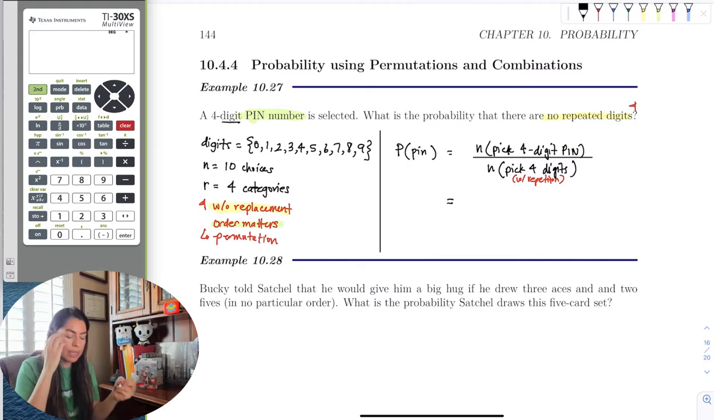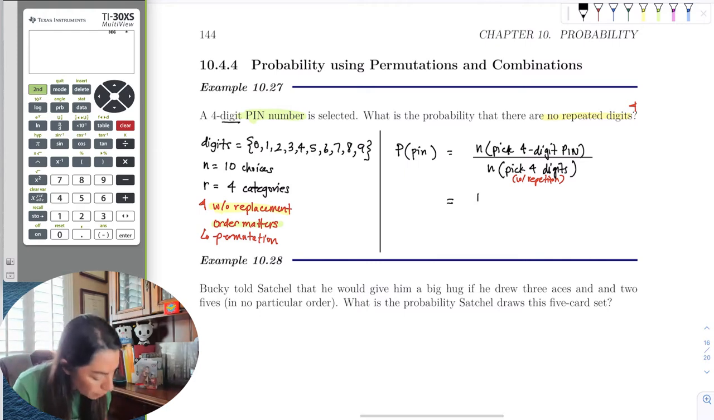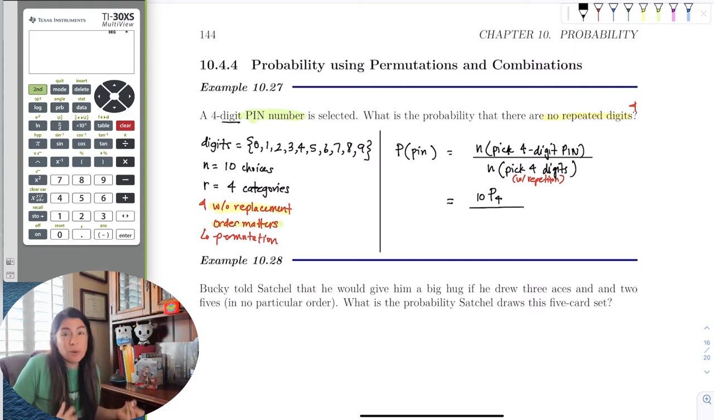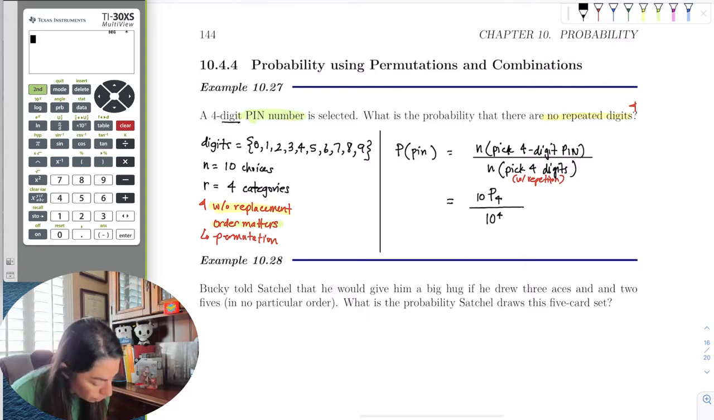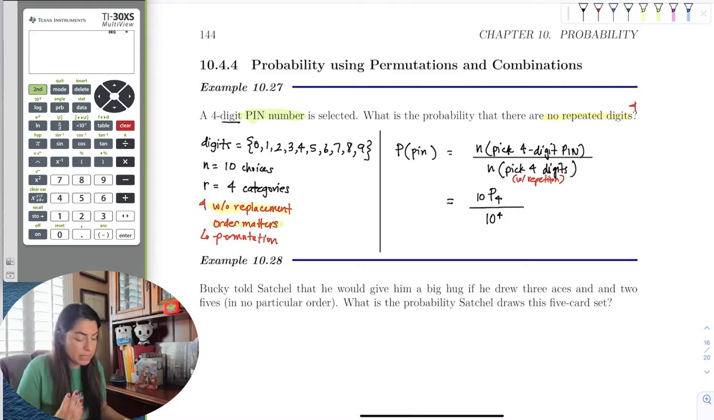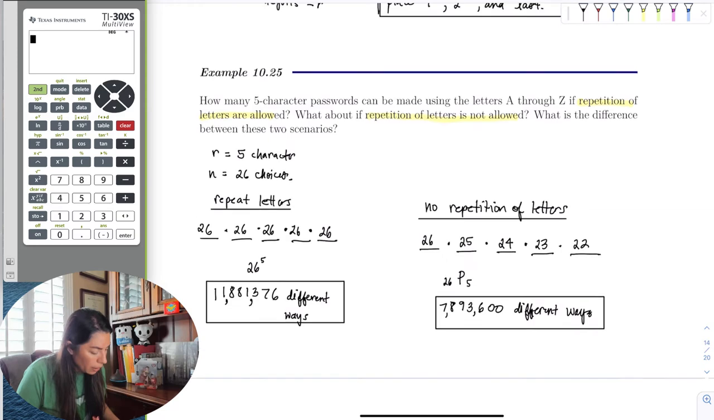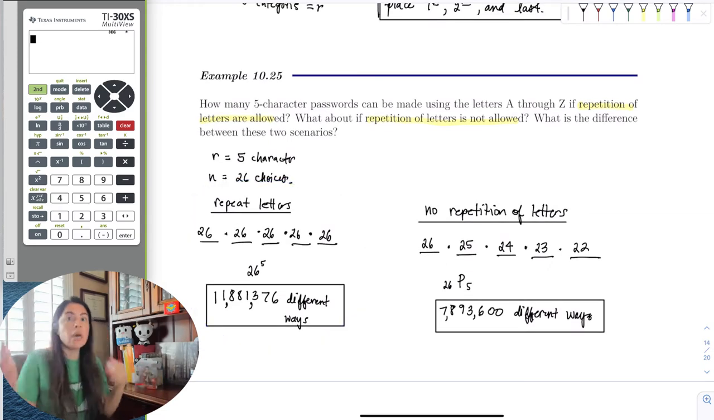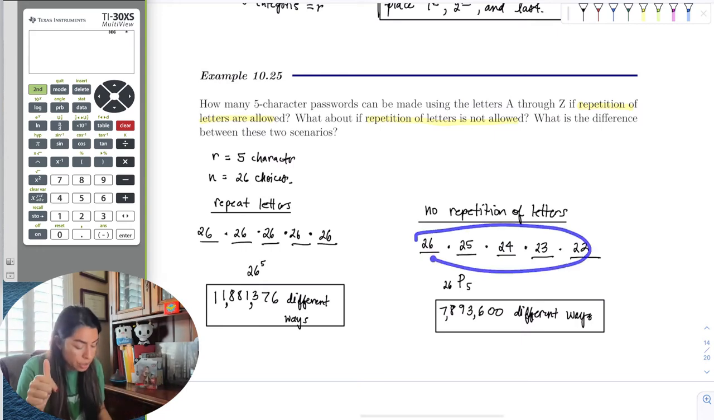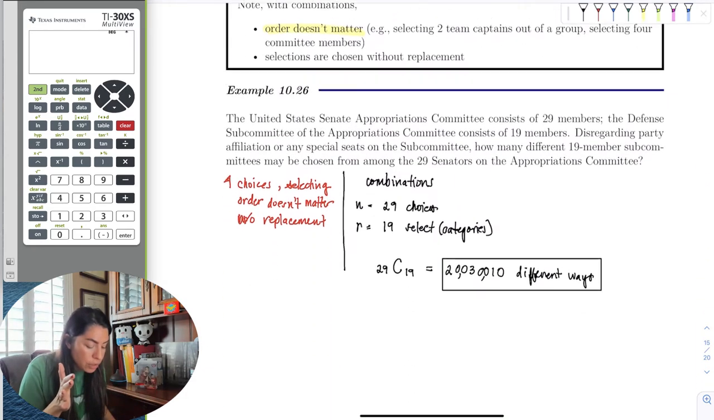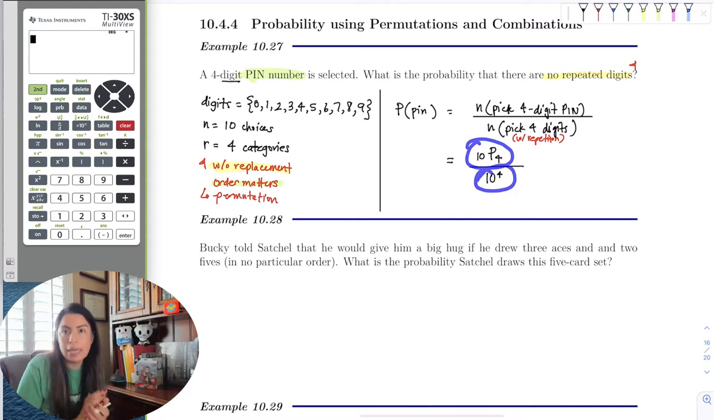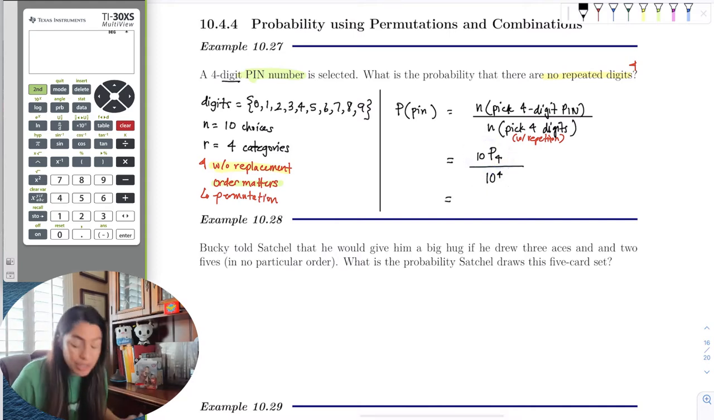The numerator is picking a four-digit PIN out of 10 choices. So I have 10, order matters, so permutation 4, divided by. Now, just picking four digits, I have 10 for the first, 10 for the second, 10 for the third. It doesn't even matter. So it's 10 to the fourth. This should remind you of the one we did with the letters. If I scroll up a little bit, remember I had letters, but I could repeat the letters. The number of ways I could pick five characters using letters is just 26 to the fifth because I could have it with repetition. But the moment I wanted without repetition, it changed. The way I pick four digits without repetition is different than when I can repeat.